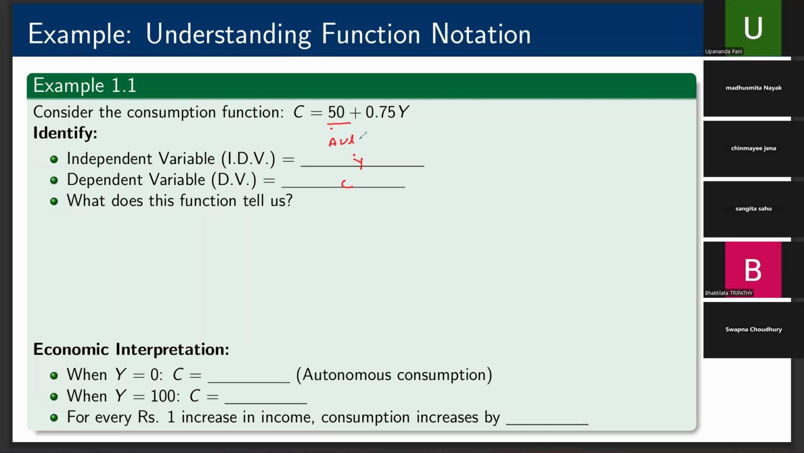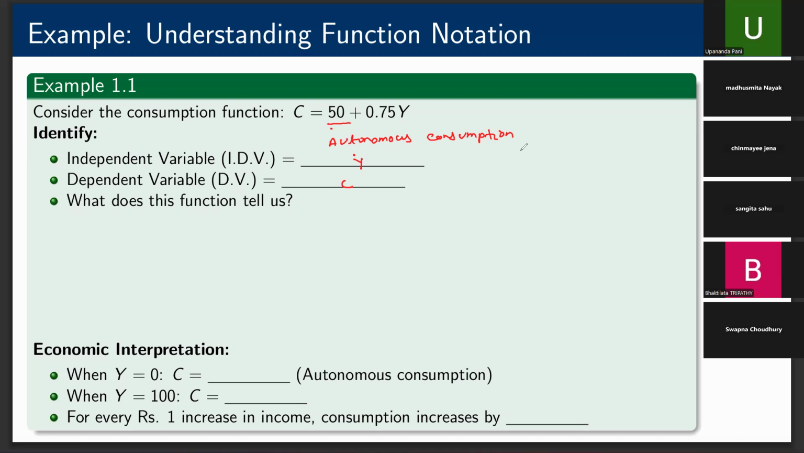As we know in the macroeconomics class, this 50 will be termed as autonomous consumption. That means whatever my income may be, even if it is 0, I will still consume something equal to 50 units. How do we get my autonomous consumption? When you put y equal to 0. By definition, autonomous consumption is when y equal to 0, when income is nil, the amount I will consume.